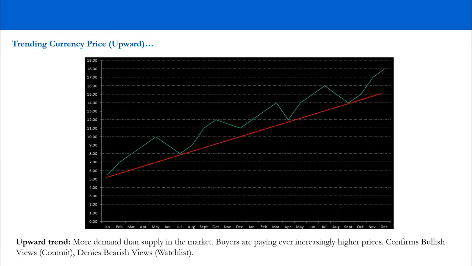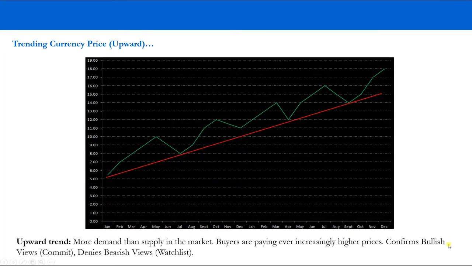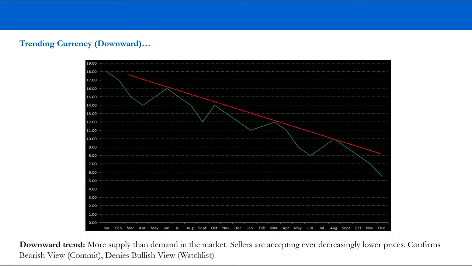So a trending currency price upward confirms bullish views and gives the green light to commit capital, but denies bearish views, and fundamental bearish predispositions can be put on the watch list until the technical situation changes in your favor. But what about if we have the opposite situation, where we have a currency pair that's trending downwards in value?